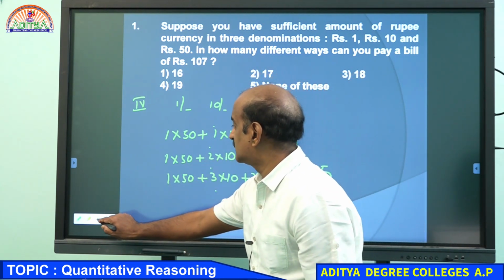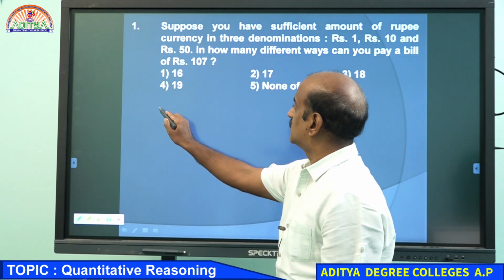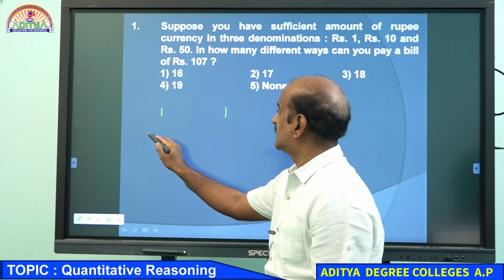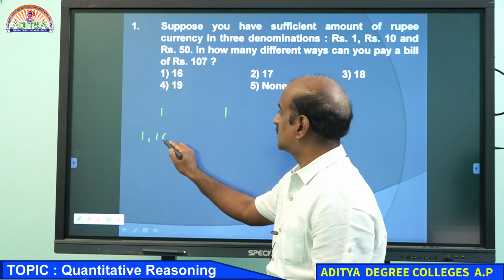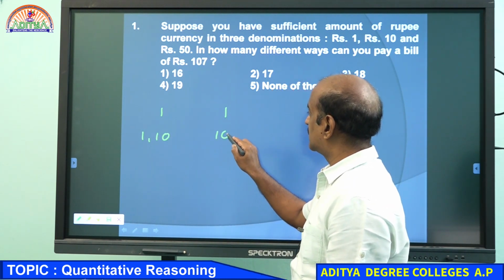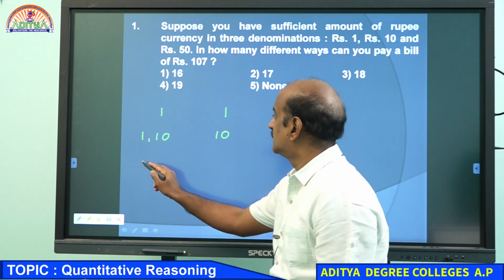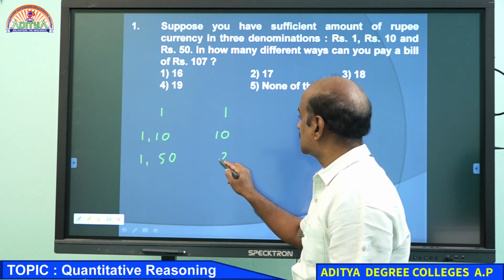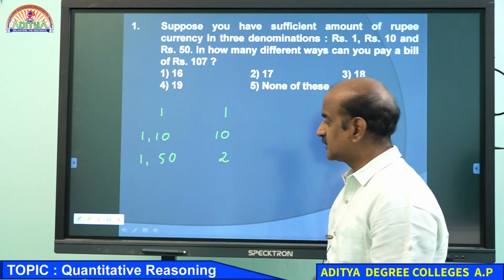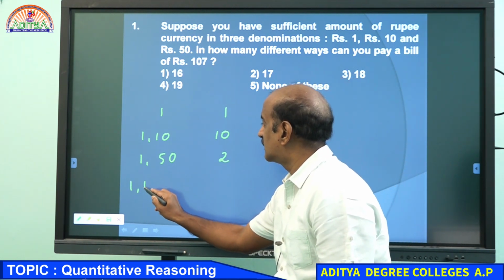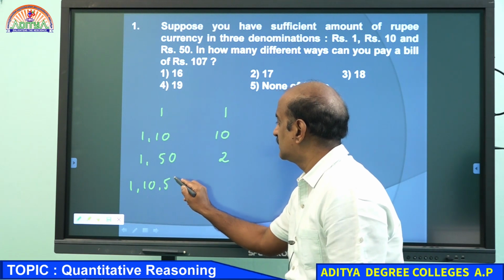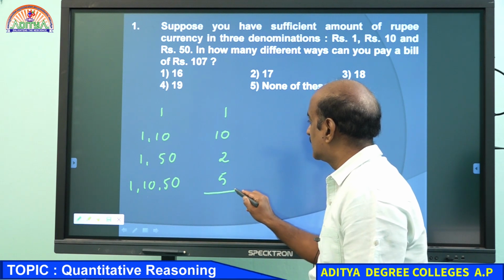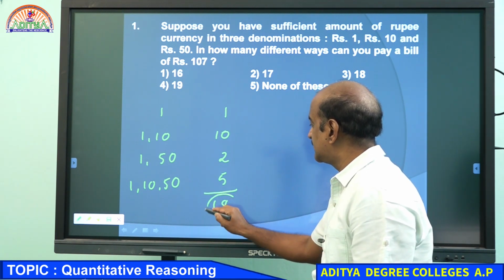Let us see. With all 1 rupee notes, we can make only one combination. With the combination of 1 rupee and 10 rupees, we can make 10 combinations. We have just seen that. With the combination of 1 rupee and 50 rupees, we can make 2 combinations. I hope you know that. Now, 1 rupee, 10 rupees and 50 rupees, by using all the 3 denominations, we can make 5, and hence your answer is 18.